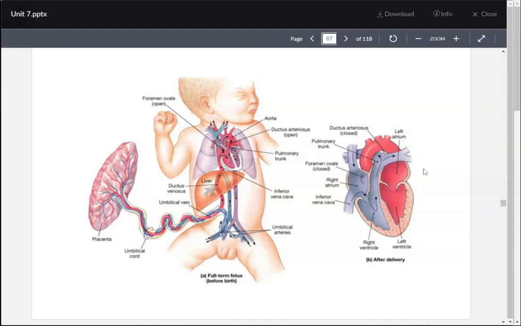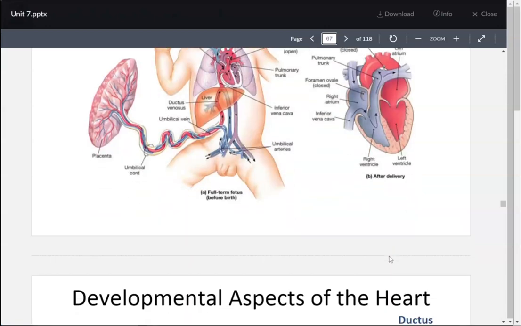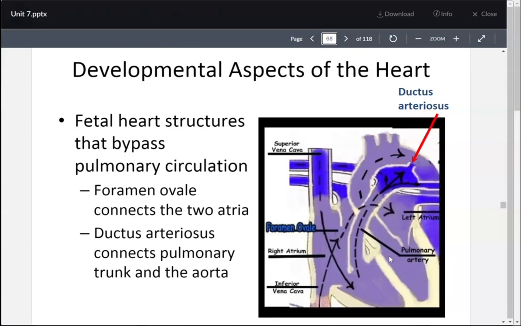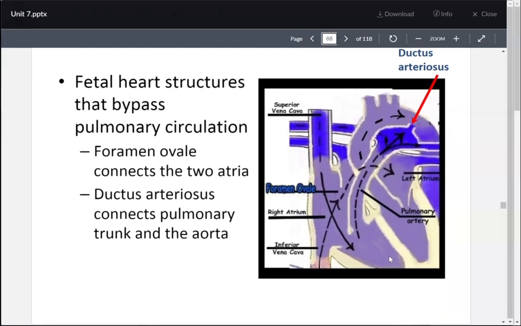These bypasses should close shortly after birth. Obviously, we have the umbilical cord as a bypass. Now, if they don't, we're going to have some issues, which we'll talk about in a minute. So these are fetal heart structures that bypass the pulmonary circulation. As I mentioned, the foramen ovale connects the two atria, and the ductus arteriosus connects the pulmonary trunk and the aorta.